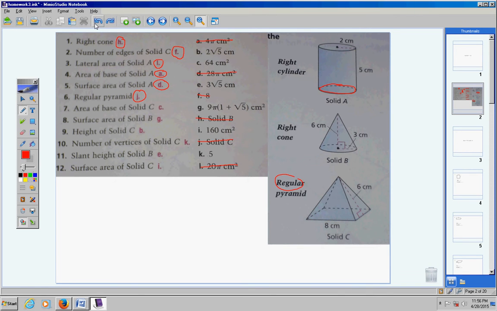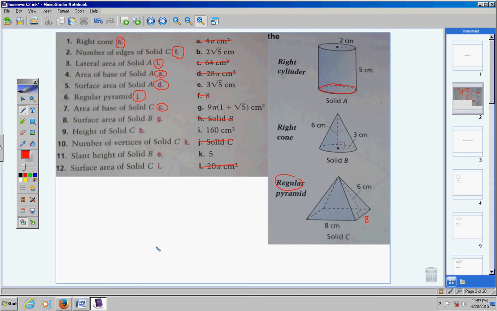very simple. It's just simply the side times side. 8 times 8 would be 64 centimeters squared. Alright? 64 centimeters squared. Here it is. Letter C. Letter C. Alright, next, number 8, we're going to find the surface area of solid B. The surface area of solid B.